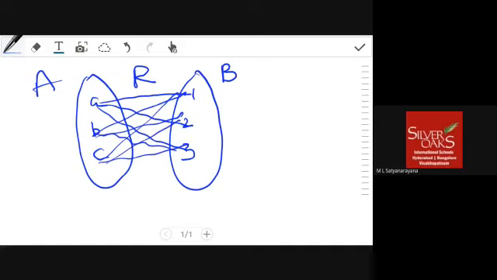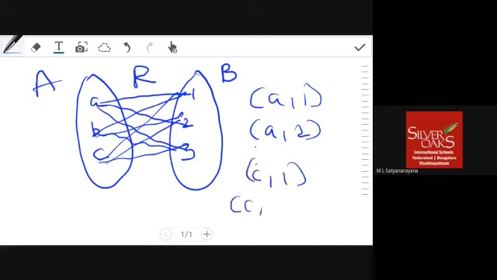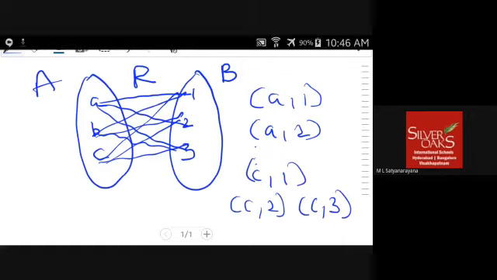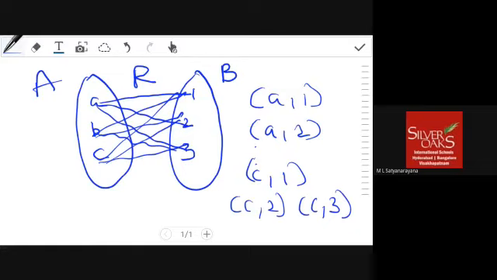How do you write it? You write A comma 1. Similarly, you write A comma 2, and so on, last C comma 1, C comma 2, and C comma 3, in ordered pairs. We call it ordered pairs. You learn this in coordinate geometry also. This is a relation. Every element in set A should map with every element in set B. That's a relation. Nothing else. You write it as A comma 1, A comma 2, A comma 3, B comma 1, B comma 2, B comma 3, C comma 1, C comma 2, C comma 3.